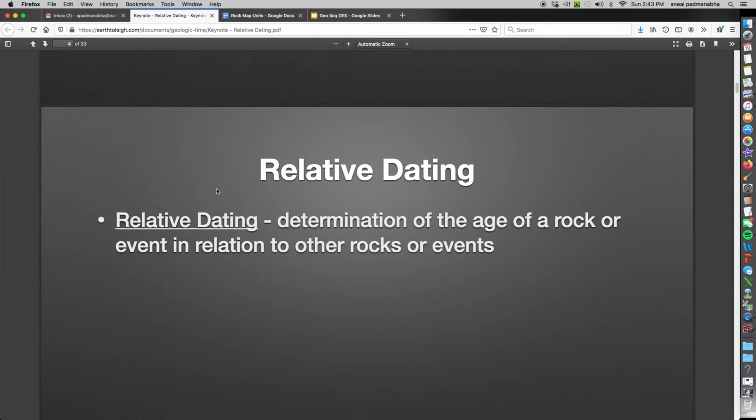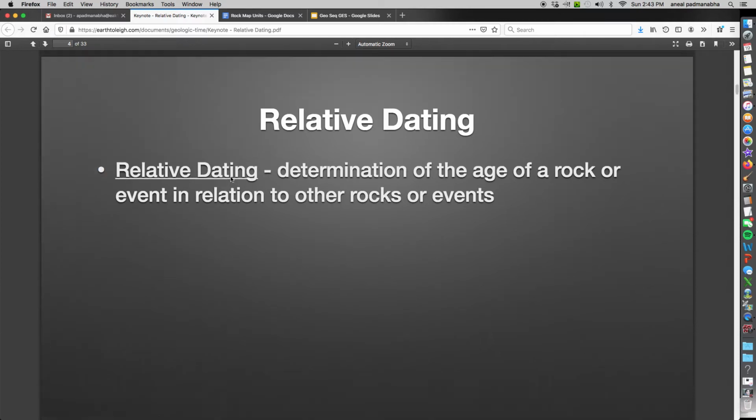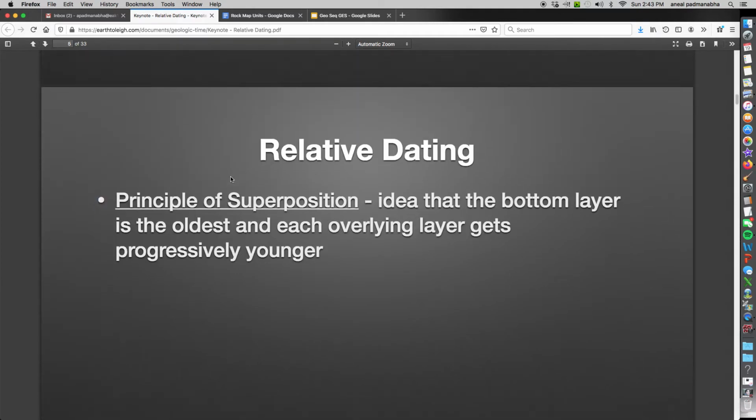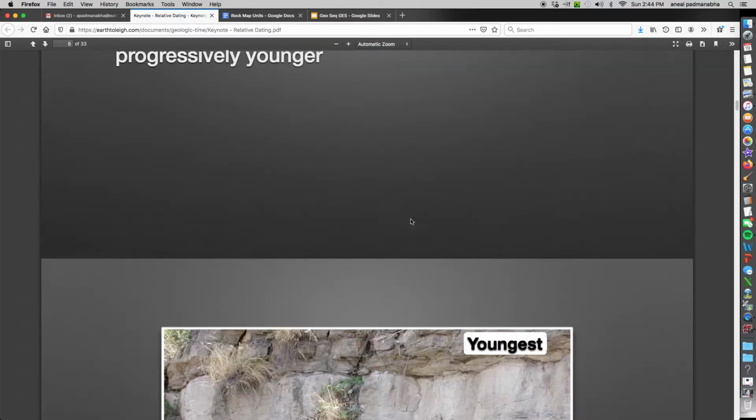So for relative dating, like I said earlier, we're going to determine the ages of rocks or events in relation to each other. One of the major principles is the principle of superposition, and this is pretty straightforward: the bottom layers are the oldest, and as you go up, things get progressively younger. So this works for fossils too. If we find fossils in the bottom layers, those are going to be older than the ones that we find on top, generally speaking, for our purposes.